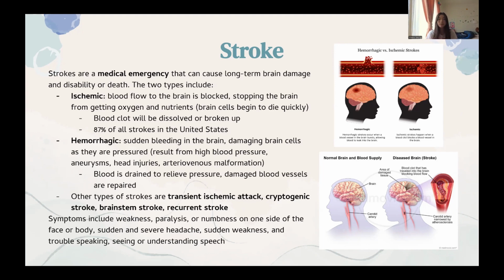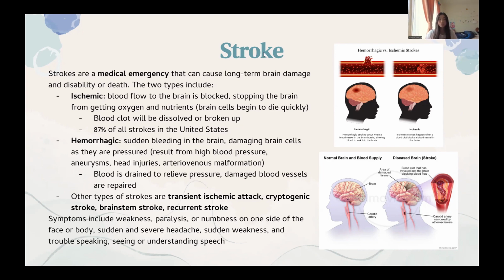Hemorrhagic strokes are when there's sudden bleeding in the brain. That damages the brain cells since the blood then puts pressure on those brain cells. These strokes can result from high blood pressure, aneurysms, head injuries, or arteriovenous malformation, which is a condition in the brain where blood is sent from the arteries directly to the veins, bypassing the brain tissue.